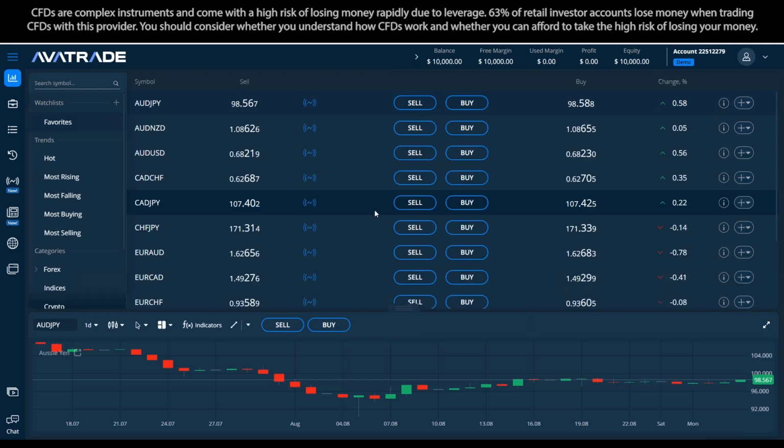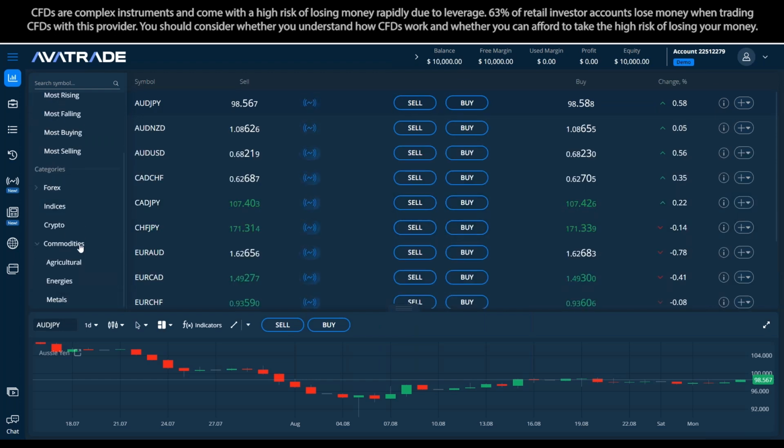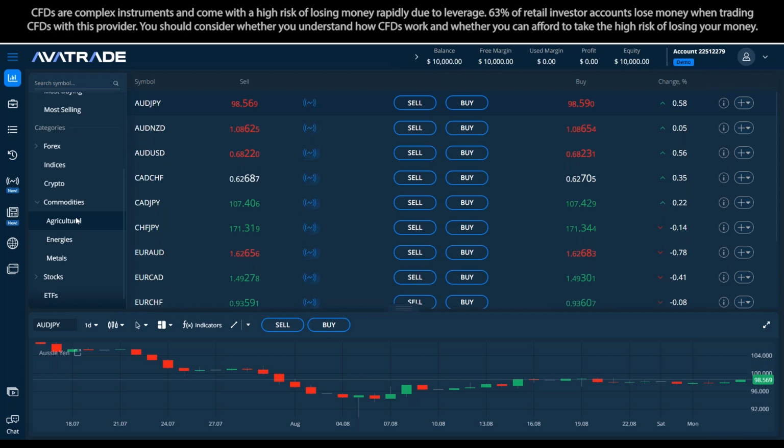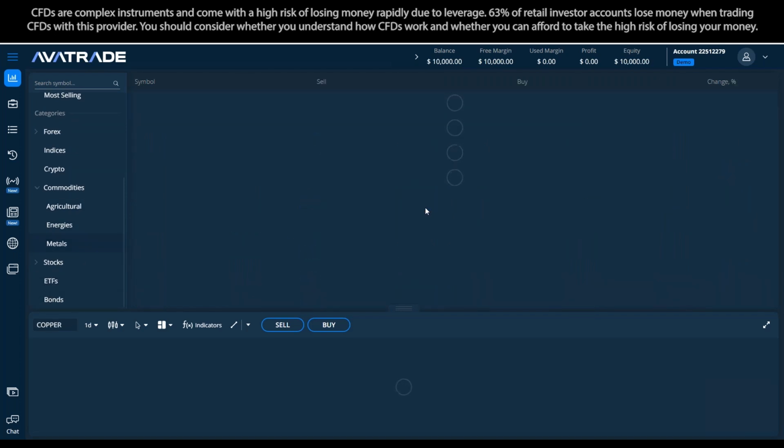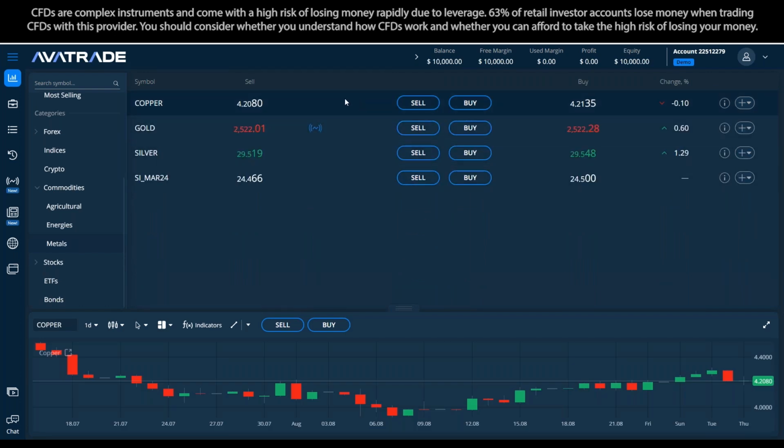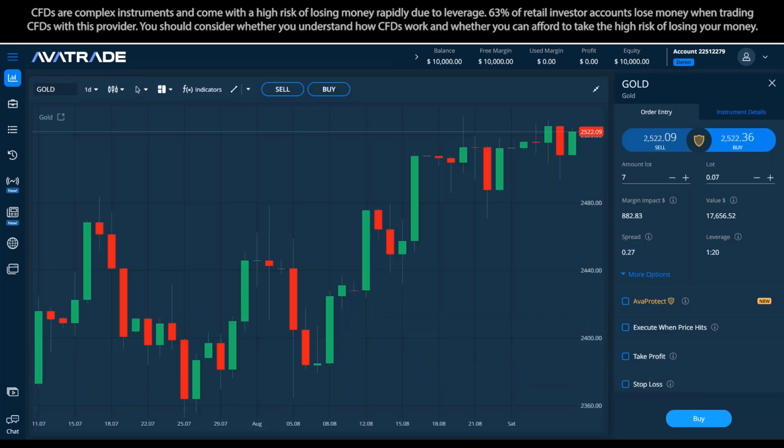Let's minimize that first, and let's pick something from our metals. Let's go with gold. Why not gold? And let's put the lot size to 0.01, which is the bare minimum available on the platform, for gold.